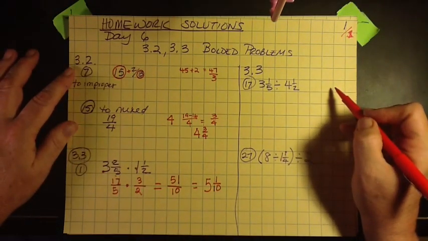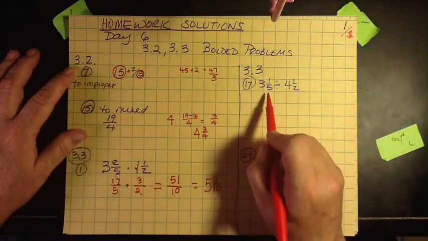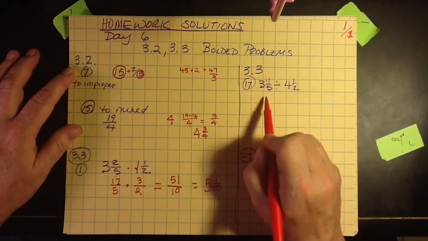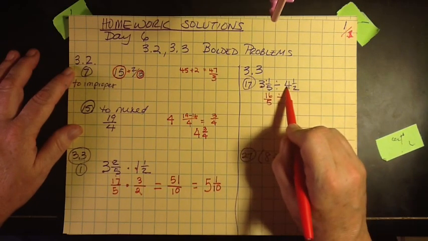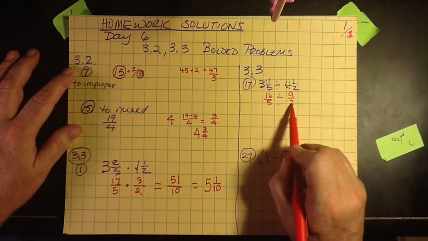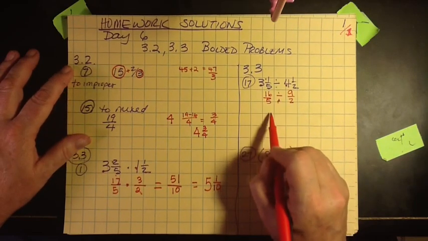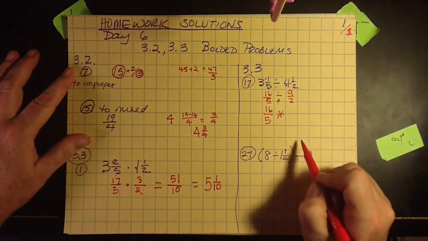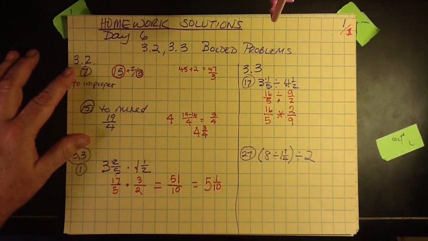Here we are dividing mixed numbers, and again I'm going to convert to improper. 3 times 5 is 15, plus 1 is 16 over 5. 2 times 4 is 8, plus 1 is 9. Now I'm going to replace this with the reciprocal and change it to a multiplication problem. So this stays the same. This changes to a multiplication, and this turns into its reciprocal, or it flips upside down.